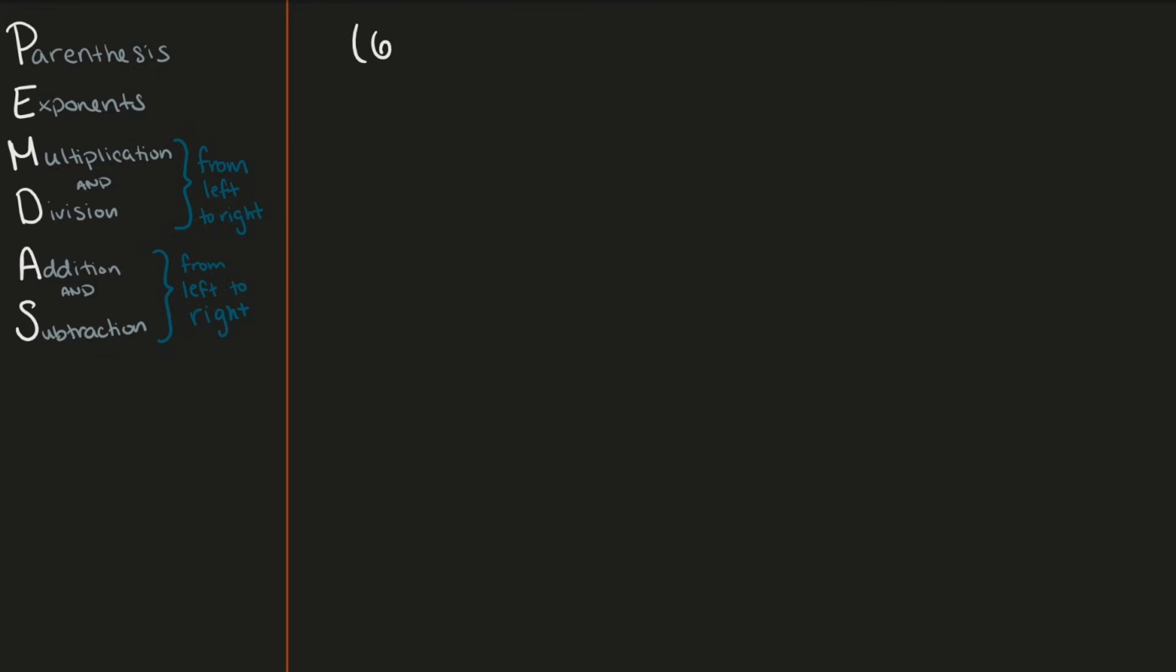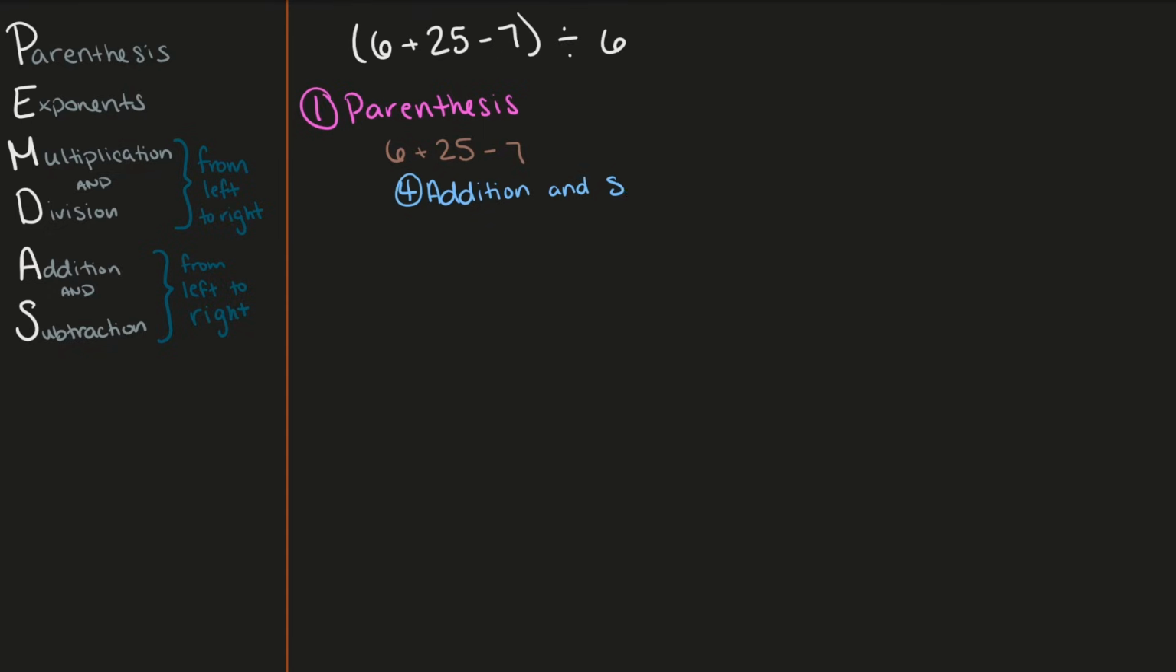In parentheses, 6 plus 25 minus 7 divided by 6. So we'll start with our parentheses, which is everything within that grouping. We need to do 6 plus 25 minus 7, and we need to perform the order of operations on this grouping. So we don't have any additional parentheses, we don't have any exponents, we don't have any multiplication or division, so we have to perform the addition and subtraction from left to right.